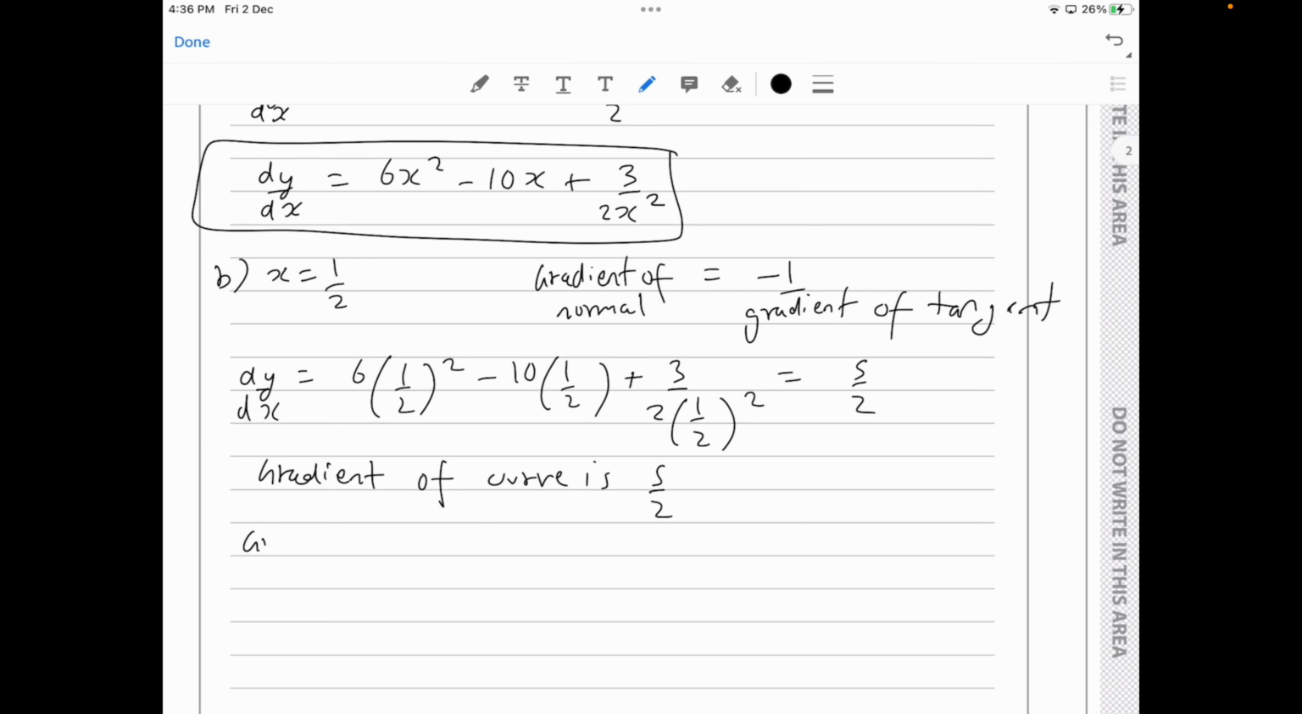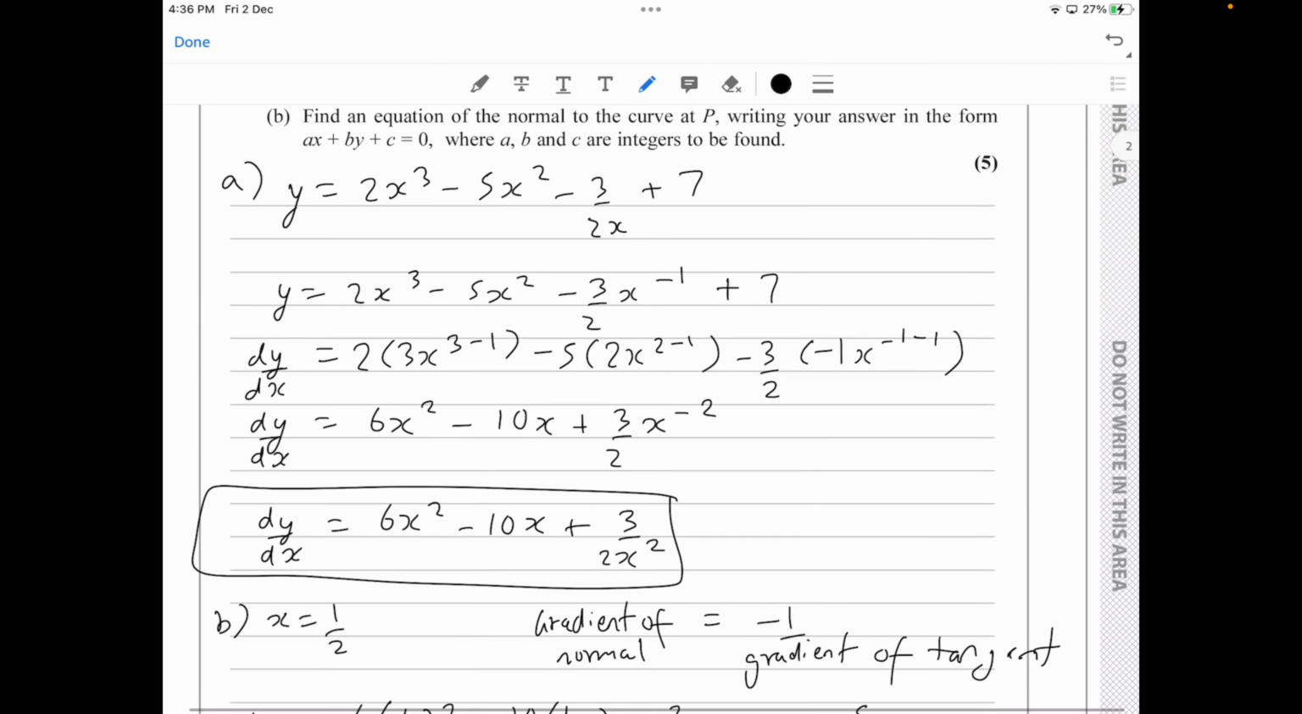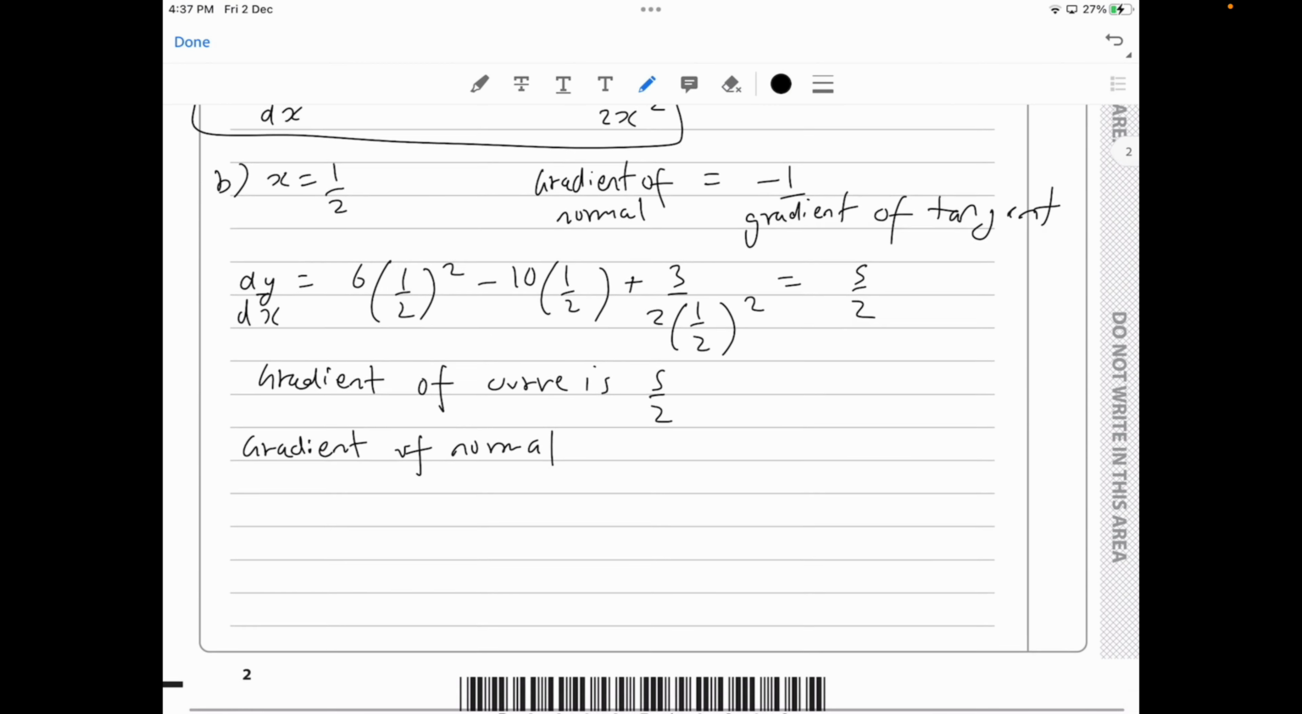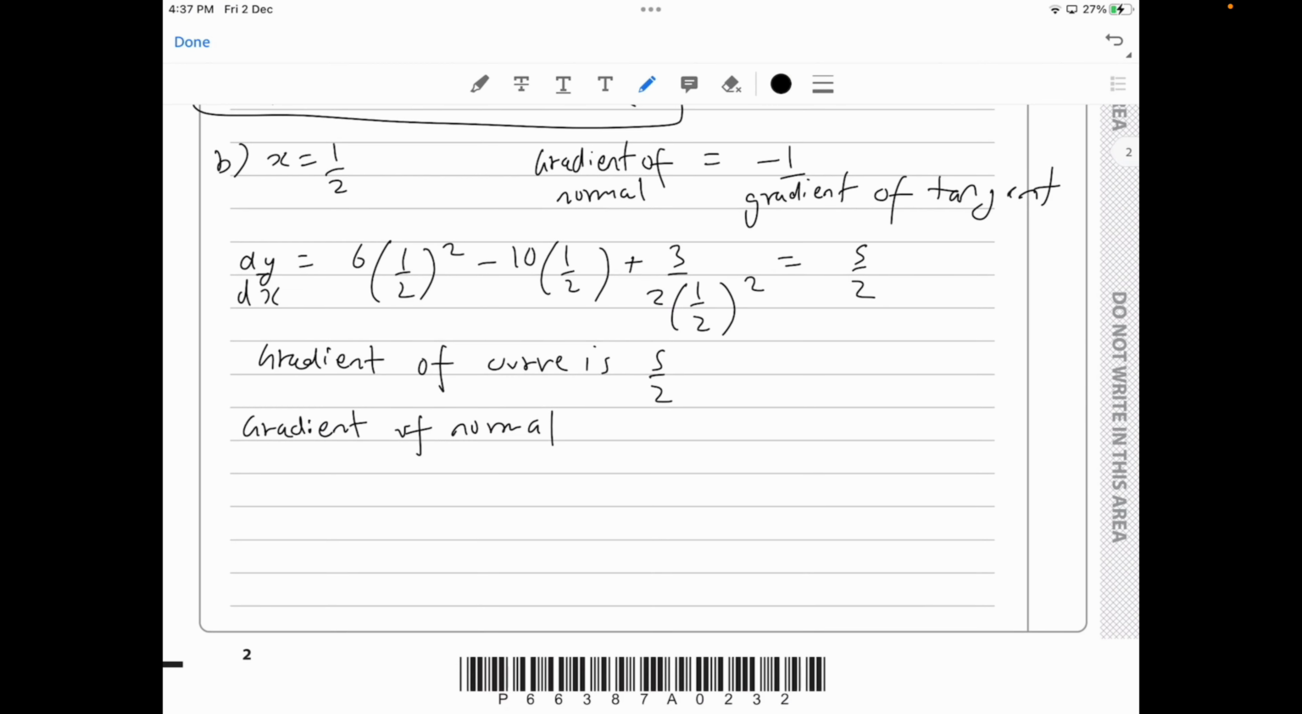Now what you need to do is find the gradient of the normal. The reason why we're finding the gradient of the normal is because the question is asking us to find the equation of the normal to the curve at that point. So to find the gradient of the normal, you just do -1 divided by 5/2. And directly you're going to get -2/5. Now this is going to be your gradient of the normal.